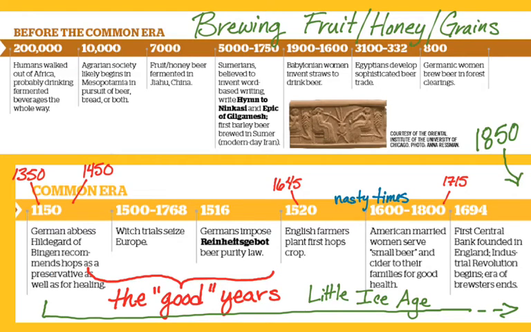You have a lot of men dying, and a lot of women are starting to manage businesses, or let's say households, if not that. But American married women are serving small beer and cider to their families for good health. And so you would be a kid having small beer, and that would be a healthy, daily, nutritious beverage for you. Okay, so little different times, right? But vastly different in terms of solar ecological conditions.